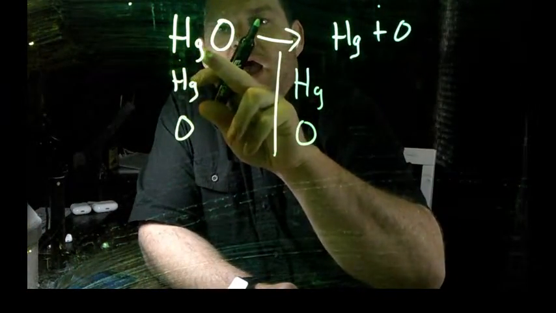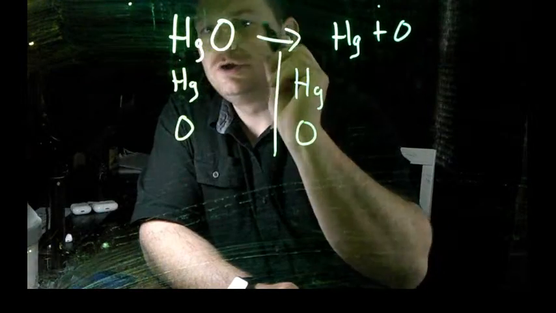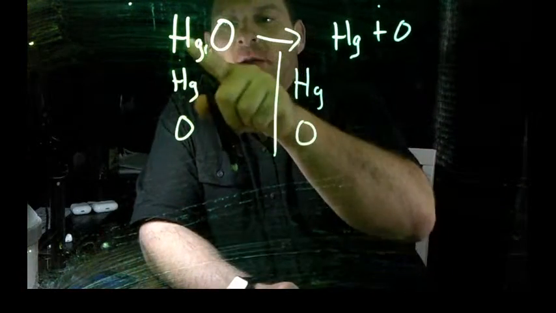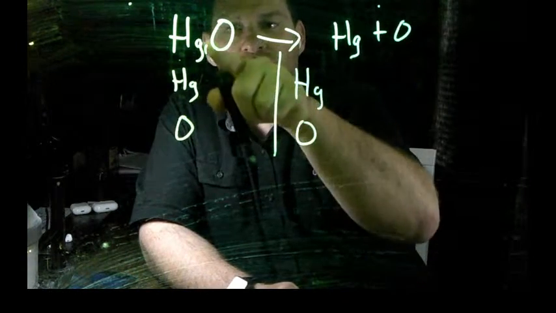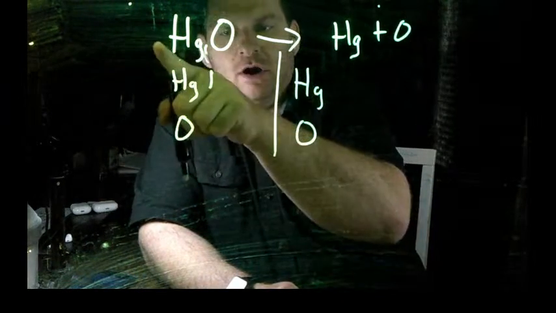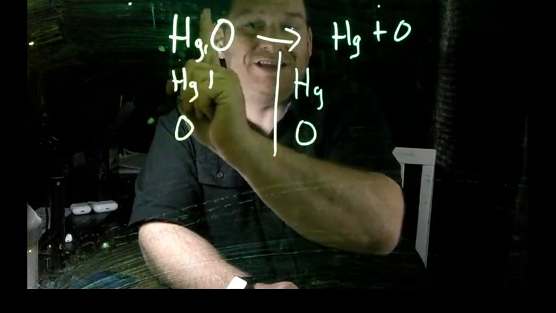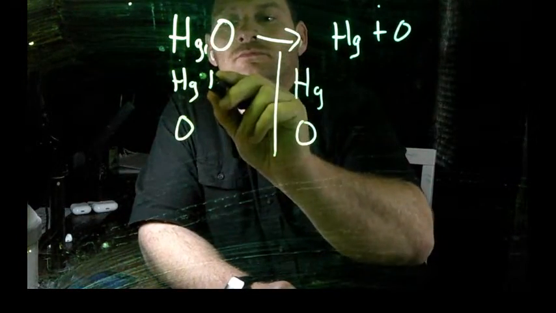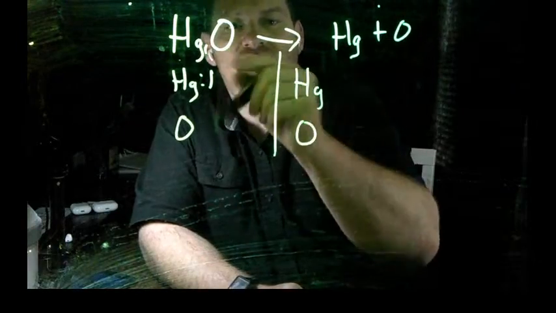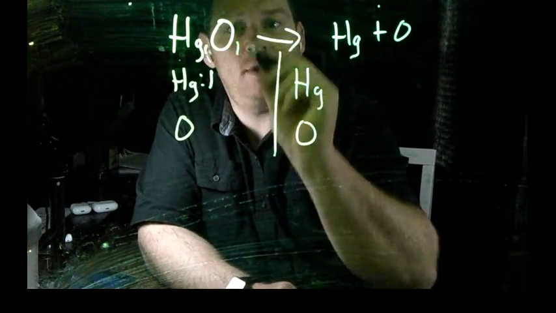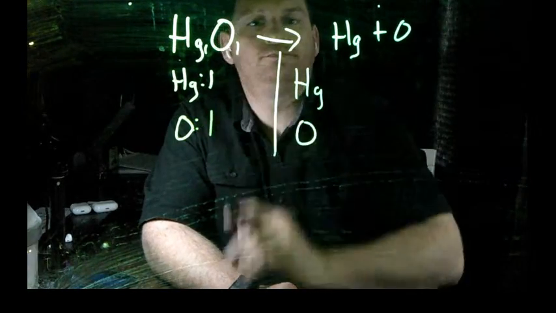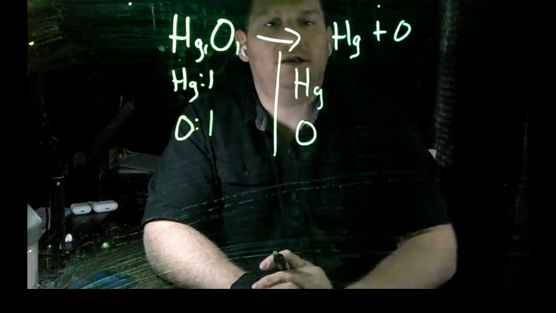Right, now let's just count our atoms. So I see right here, I don't have any number, so let's go ahead and pretend there's an imaginary 1. Now how many Hg do we have? We count our subscripts. 1. We don't have a coefficient, so that's also imaginary 1. So 1 times 1 is 1. Right, for oxygen, same thing. We don't have a number there, so imaginary 1. Let's go to our product side.